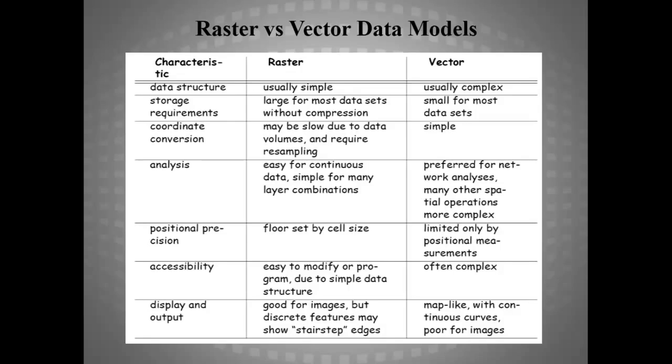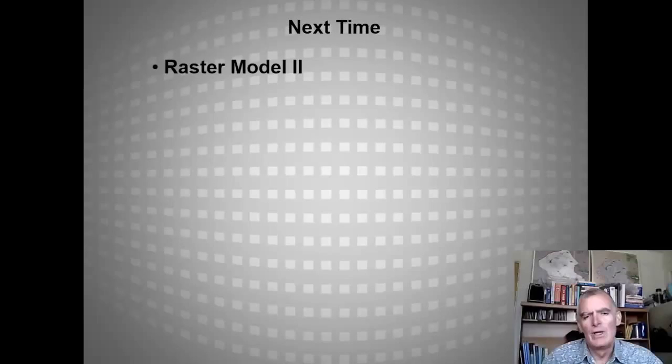Accessibility, it's relatively easy to write programs in raster. In the vector world, it's more complicated because you have to deal with those geometries, which are more difficult to get at. Display, raster is good for images, but when you have discrete features, you're going to get stair-stepping or pixelation in your raster model. And so remember that continuous features are better represented using raster, discrete features better represented using vector. Okay, most of that stuff was review.